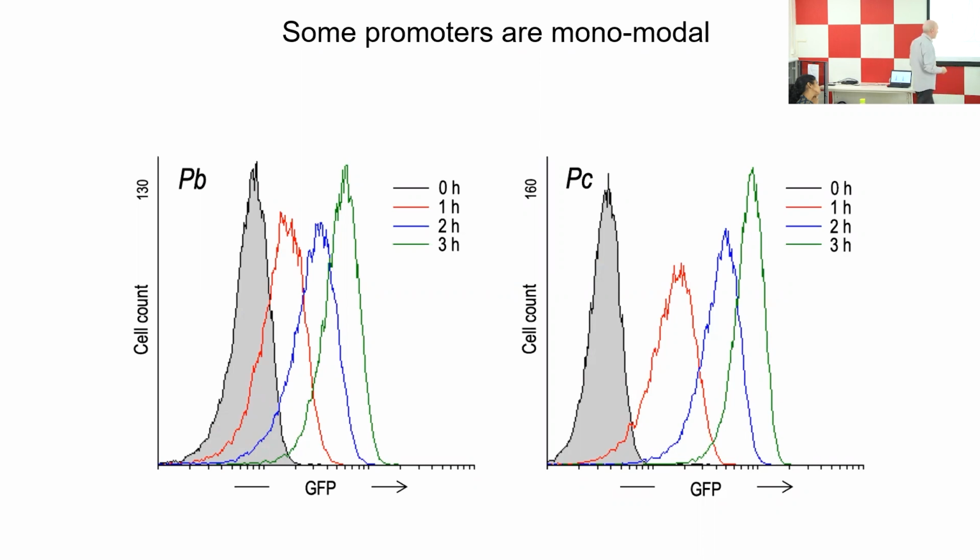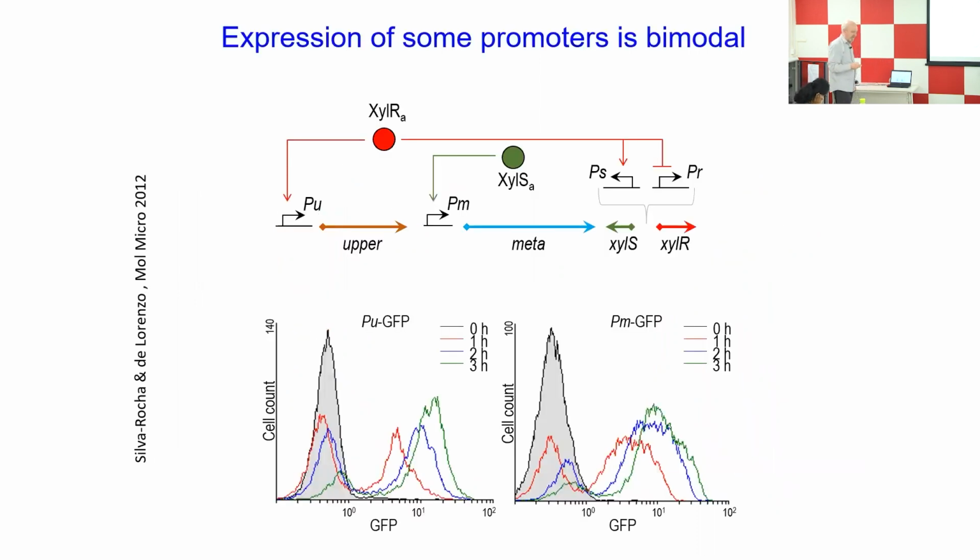So these are promoters that are called monomodal, because basically the fluctuations of the diversity, the noise that you obtain in these cases is little, and there are just little variations with respect to an average that is more or less sharp here, okay? But in other cases, some other promoters are bimodal.